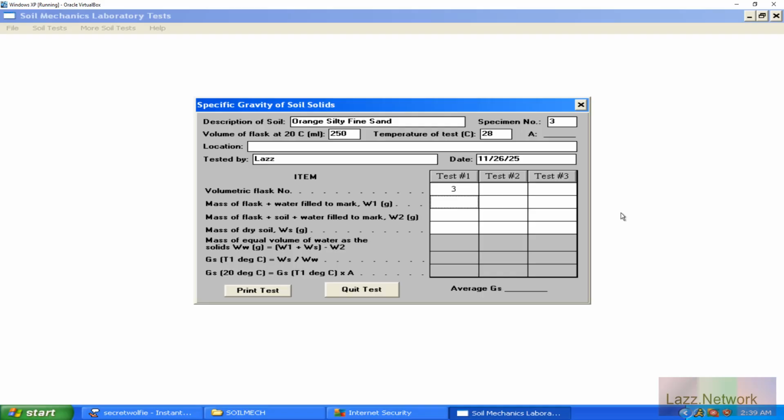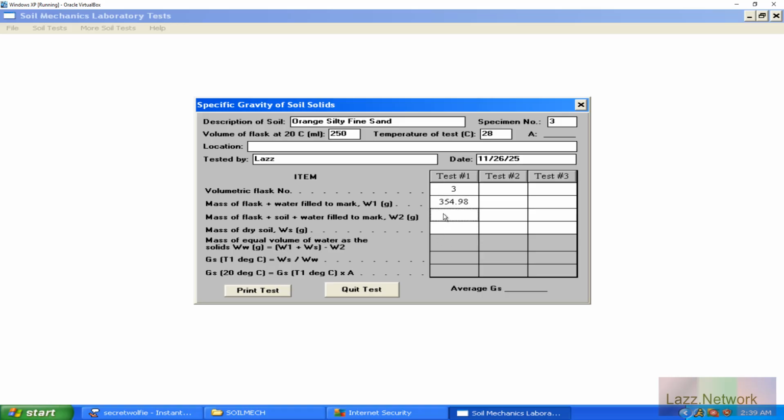So let's see, mass of flask plus water filled to the mark. So that would be, as I look at my paperwork, 354.98.